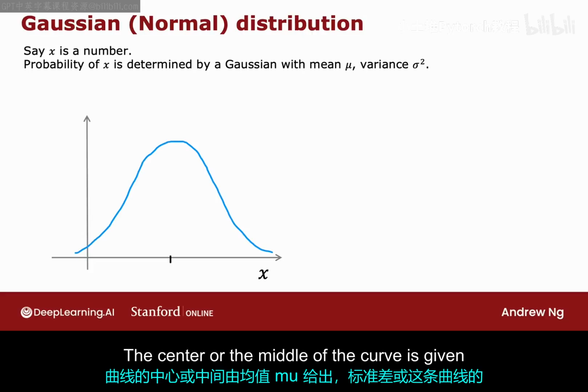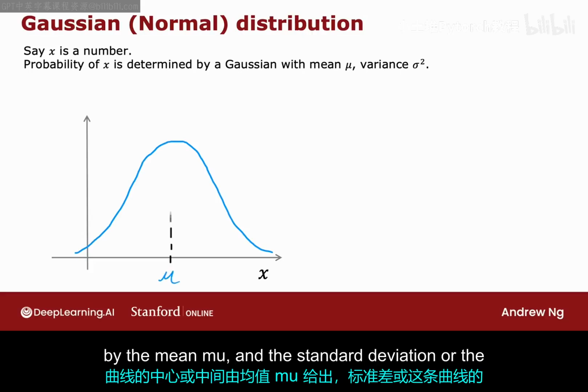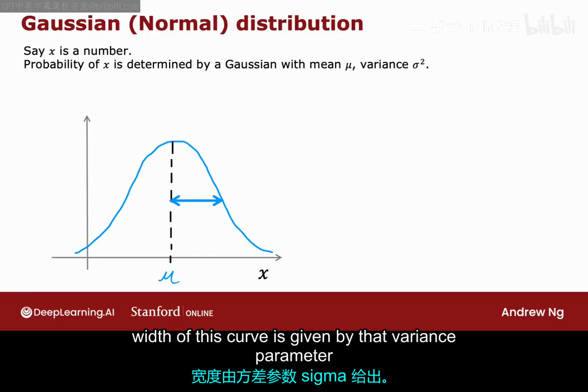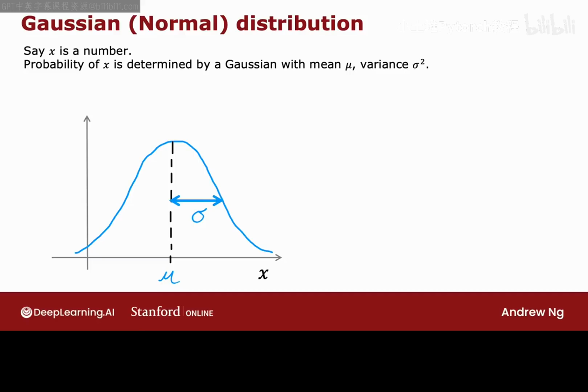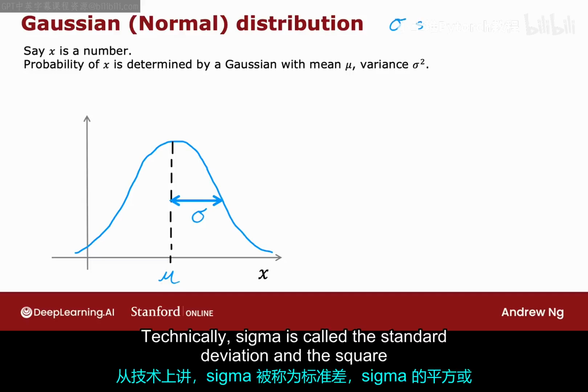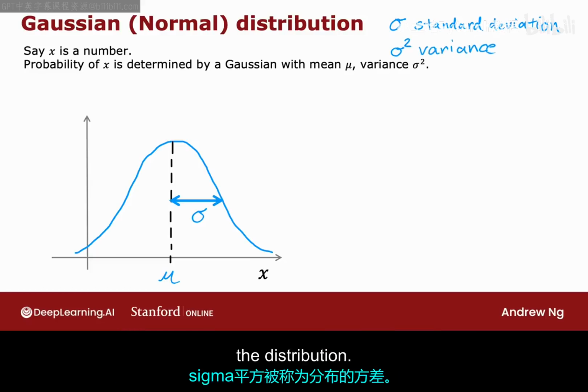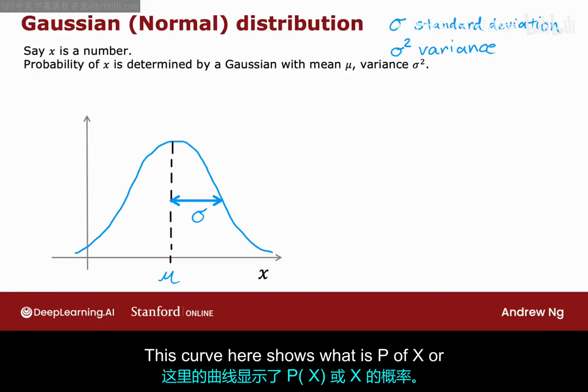The center or the middle of the curve is given by the mean mu, and the standard deviation or the width of this curve is given by that variance parameter sigma. Technically, sigma is called the standard deviation, and the square of sigma or sigma squared is called the variance of the distribution. And this curve here shows what is p of x, or the probability of x.